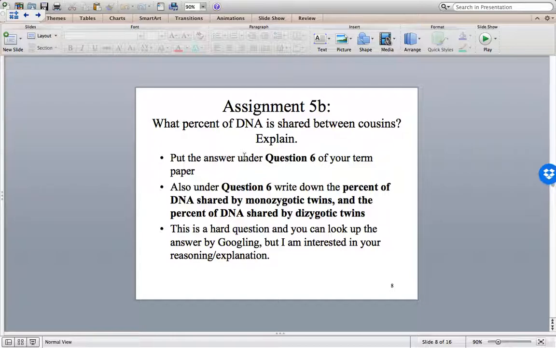For assignment 5A, I want you to answer the question, what percent of DNA is shared between cousins? Explain. This is a hard question. Feel free to Google your answer, but make sure you explain your answer. Put this answer under question 6 of your term paper. Also under question 6, answer 2 more questions. 1, what percent of DNA is shared by monozygotic twins? And 2, what percent of DNA is shared by dizygotic twins?